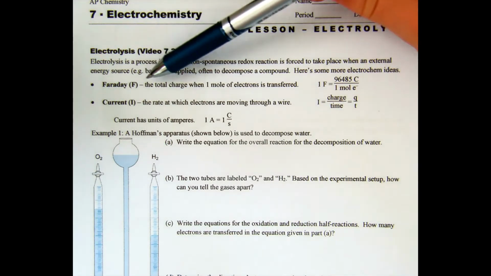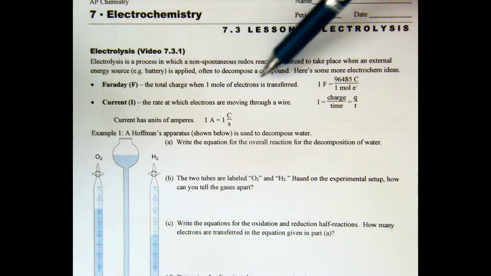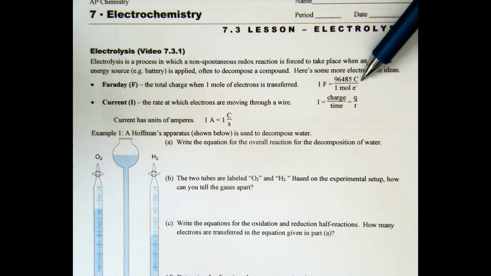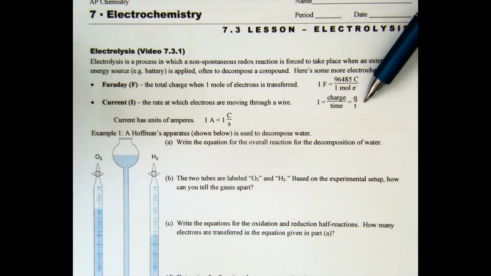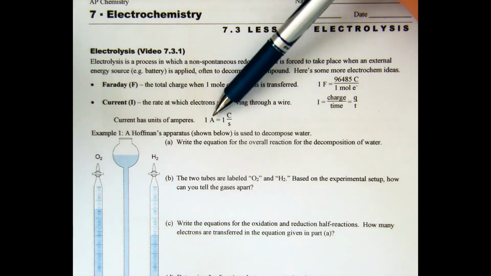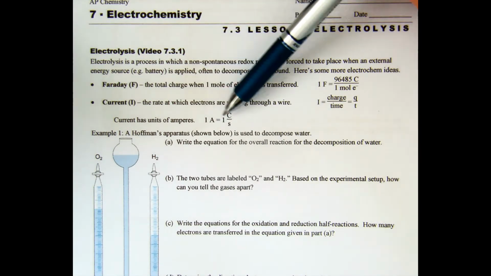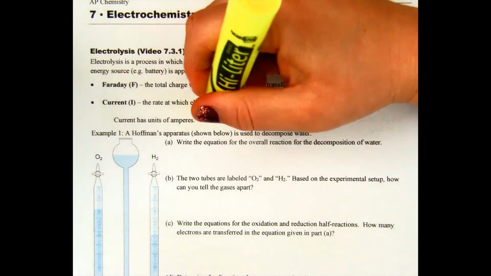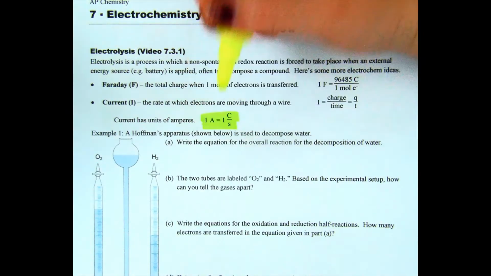A Faraday, as we know, is the total charge when 1 mole of electrons is transferred. And so we've used the Faraday before, but here it is again. Now current has to do with the movement of electrons, and that is the rate at which electrons are moving through a wire. We're going to concern ourselves with our wire. Current has a unit of amperes, so 1 amp or ampere equals 1 coulomb per second. Now, this is a conversion factor we're going to use, so maybe highlight that so you can find that easily later.